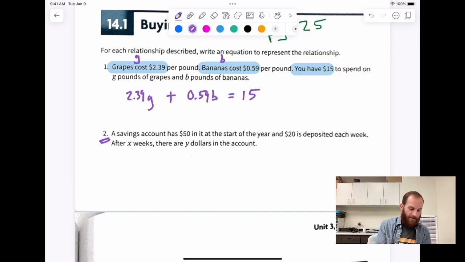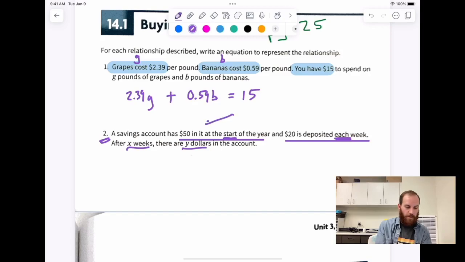So a savings account has $50 in it at the start of the year, and $20 is deposited each week. There's that clue word each. And $50 was just at the start of the year, one time. After X amount of weeks, there are Y dollars in the account. So a couple things about this. This equation tells us how much this person started with at the start of the year, $50. It also tells us a rate, $20 is deposited each week. Sounds like a slope and a y-intercept.